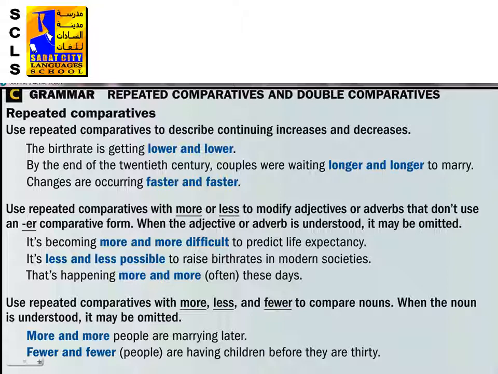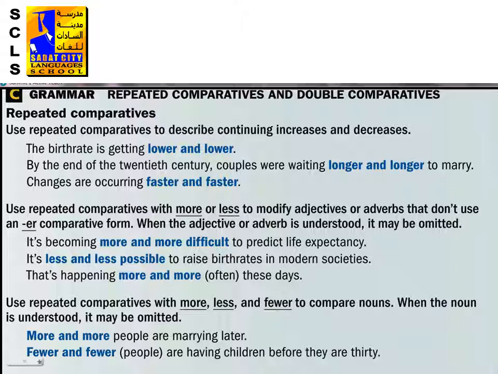Today, we will explain a grammar lesson we couldn't cover because of our long vacation. Repeated comparatives and double comparatives. Number one, repeated comparatives. Use repeated comparatives to describe continuing increases and decreases.